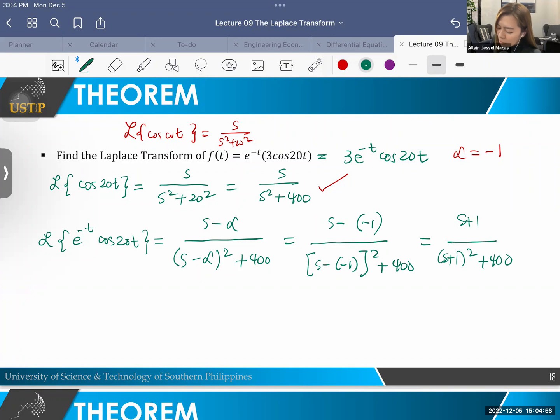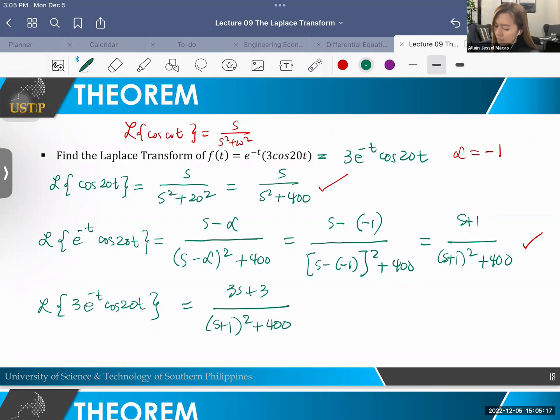Okay? Pero wala pa tanan man. Mag-multiply pa man ta og 3. So, Laplace of 3, kanang tanan, whole thing. From this, times na siya og 3. So, that is 3s plus 3. Distribute na diretso. We have s plus 1 squared plus 400.